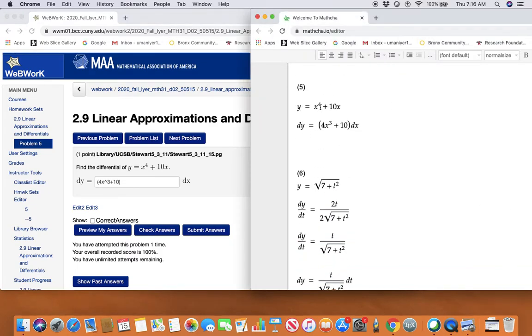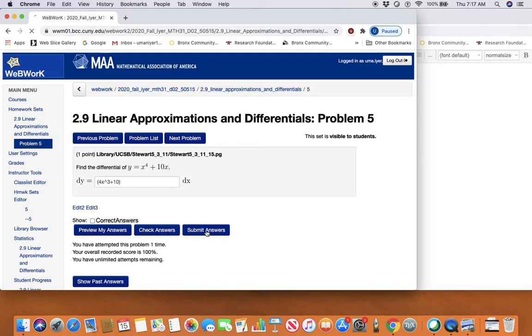Next problem, find the differential of this. Well, y is this. dy dx is 4x cubed plus 10. So differential dy is 4x cubed plus 10 times dx. So dx is already written. All you need to write is, here is derivative. Next, same thing. You want dy equals something dt. That something is going to be derivative. And you try the derivative, calculate.